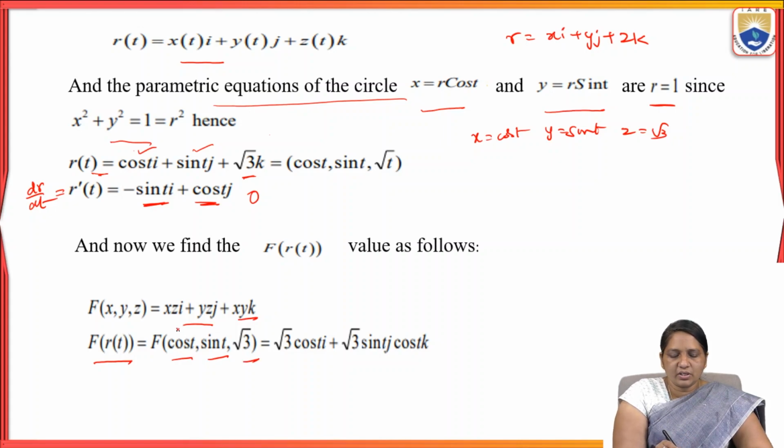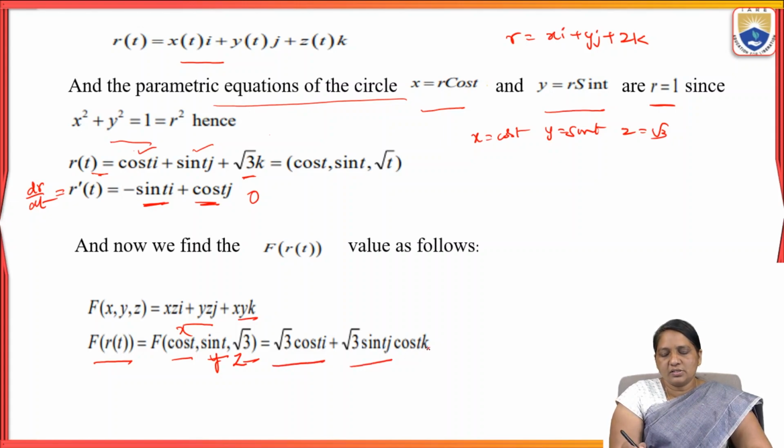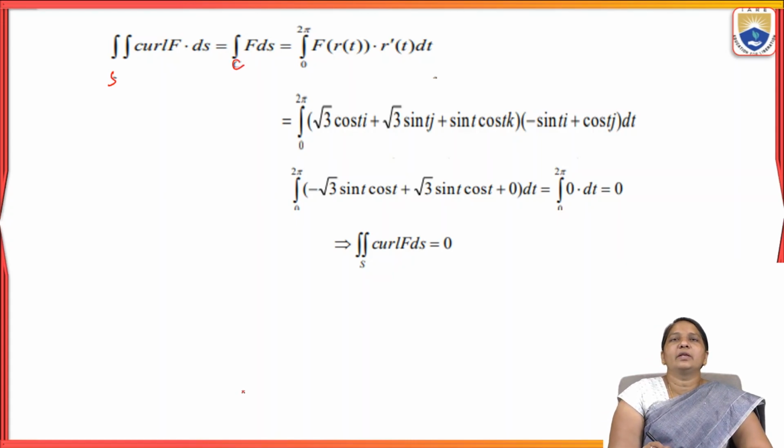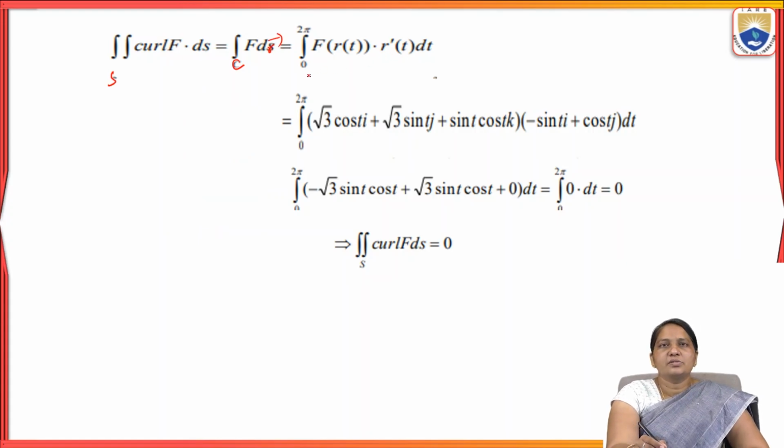So what is it that we are taking here? This is the x, y, and z. So root 3 cos t i, root 3 sin t j plus cos t sin t k. So we are going to calculate the double integral over S of curl f dot dS equal to. We can calculate this one by using the line integral also. Integral over C of f bar dot dr bar. So here, integral 0 to 2 pi, we are taking the limit of theta. So f of r of t dot r dash of t into dt.